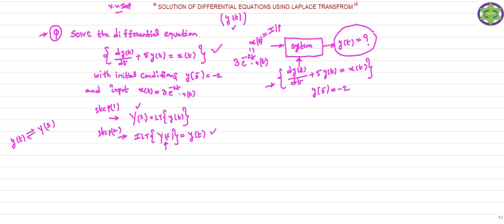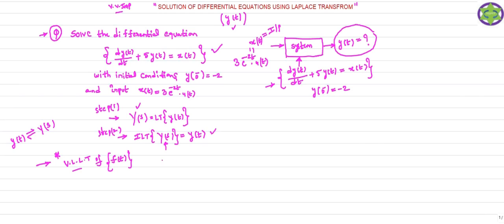So to find Y of S here, you can use the unilateral Laplace transform of your signal, either input or output. You can use this property of the Laplace transform, which is the differentiation in time property. So we are taking the unilateral Laplace transform of a signal f of t. I already explained this property, the differentiation in time property of the Laplace transform.